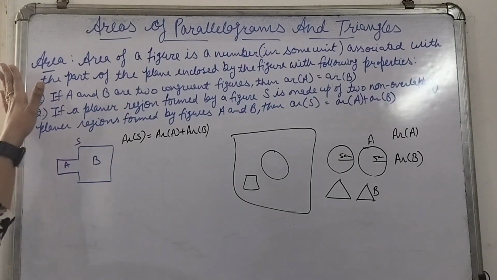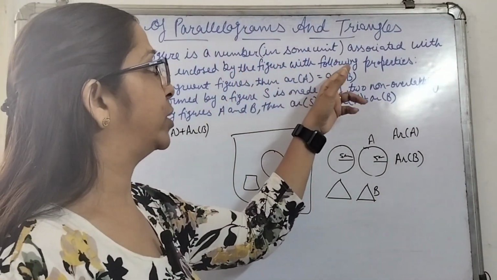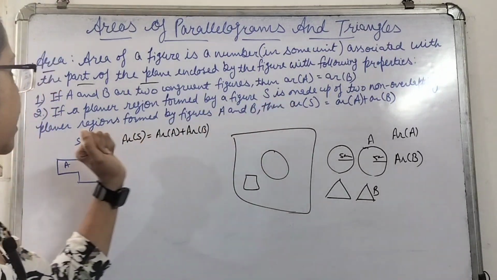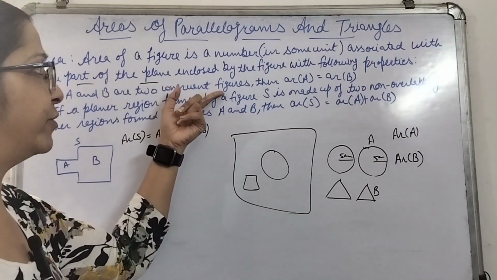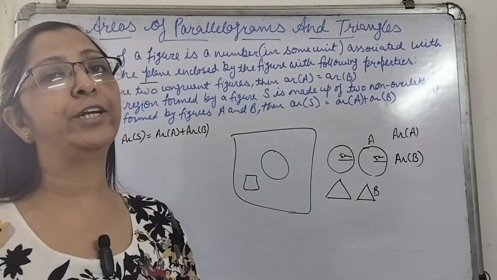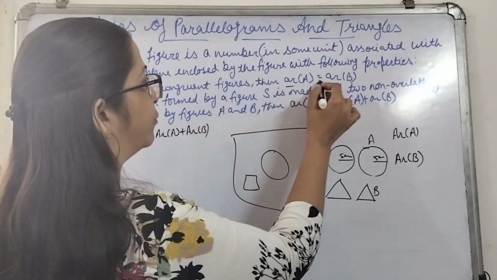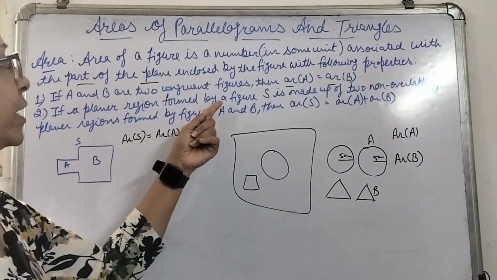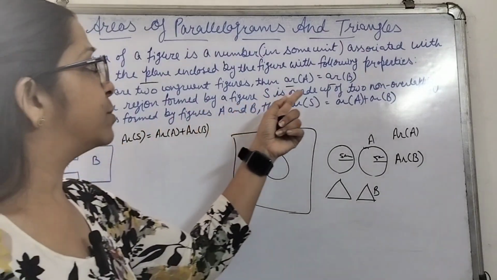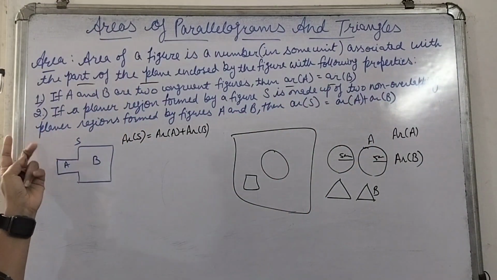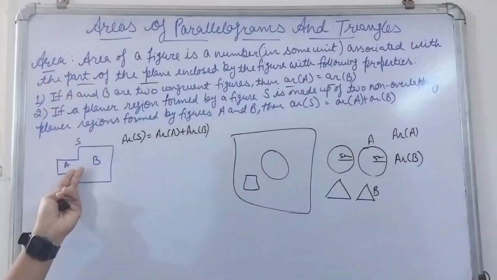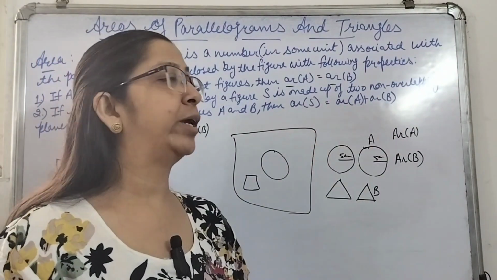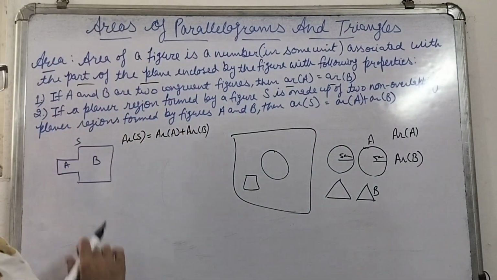Now what is area basically? Area of a figure is a number in some unit associated with the part of the plane enclosed by the figure with the following properties. If A and B are two congruent figures, then the area of A will be equal to the area of B. Just now we have discussed that for congruent figures, the areas are equal. If a planar region formed by a figure S is made up of two non-overlapping plane regions formed by the figures A and B, then the area of S will be the area of A plus the area of B. These are the properties of area.